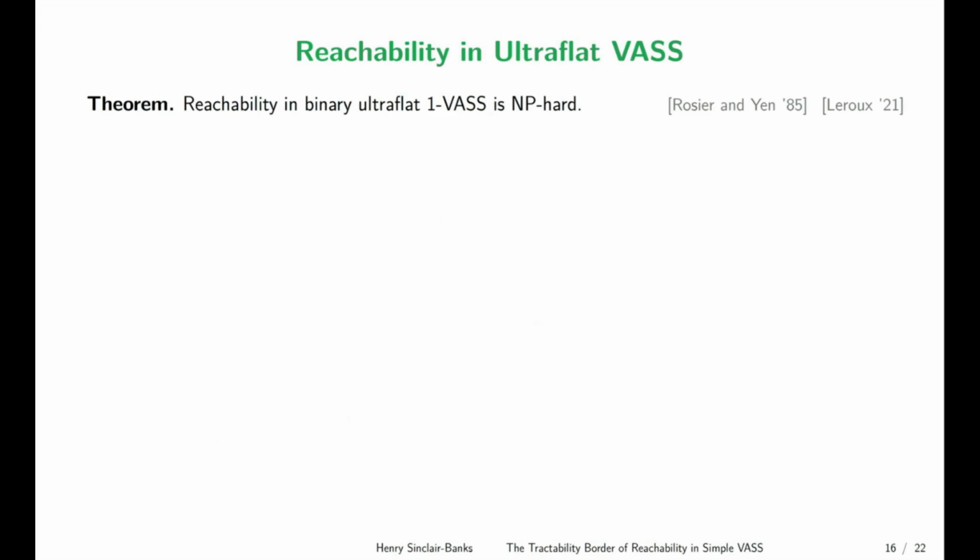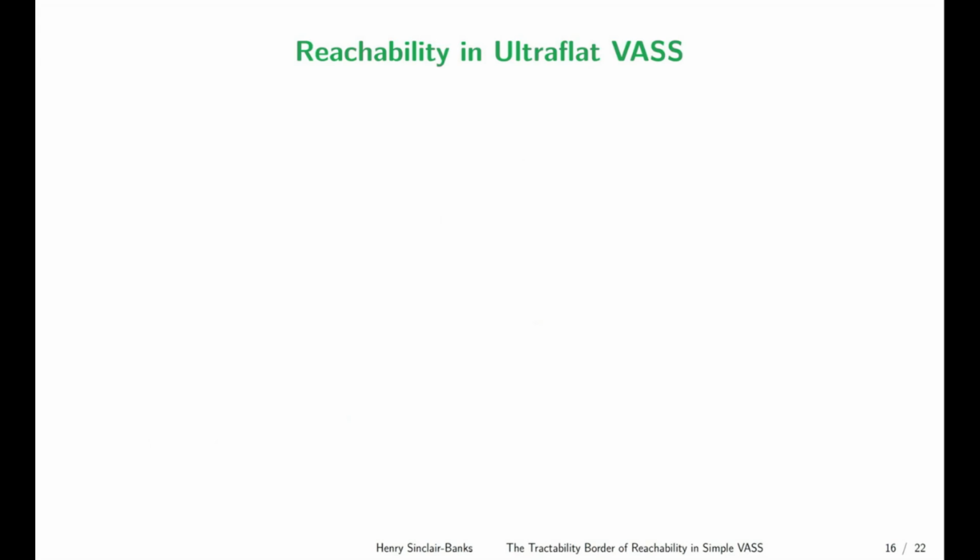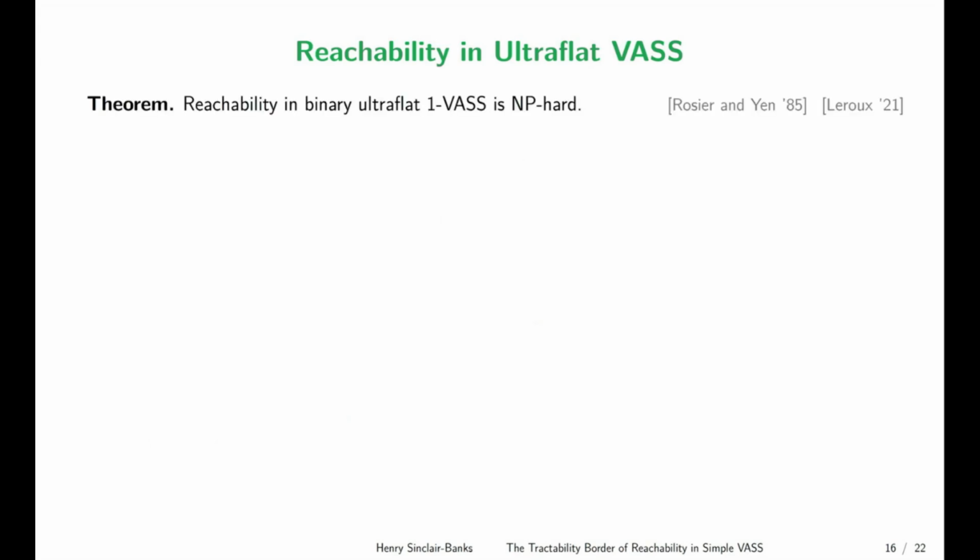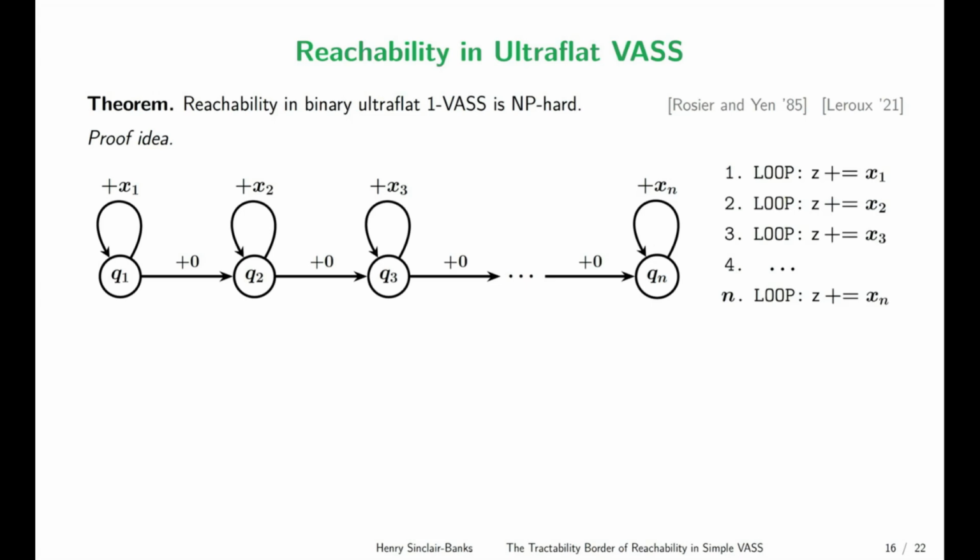And we show, firstly, coming back to what you were picking up on, reachability in binary ultra-flat 1-VASS is already hard. So if I'm allowed binary encoding again, it's already hard. Oh, wait, it's the same proof. This is an ultra-flat VASS because I'm not updating between the states and I've got simple self-loops.